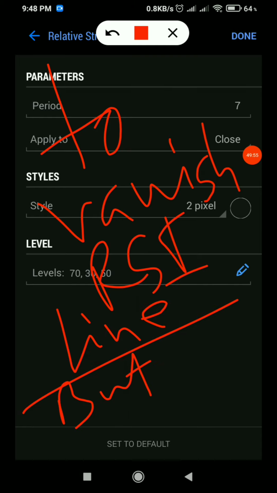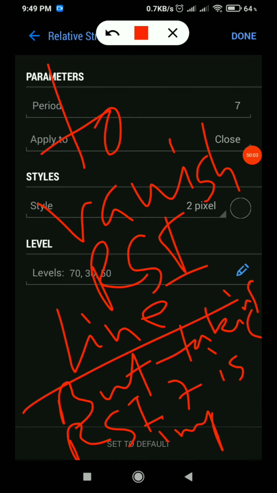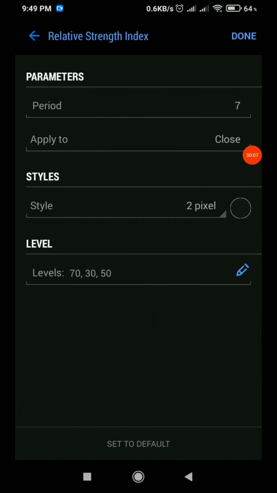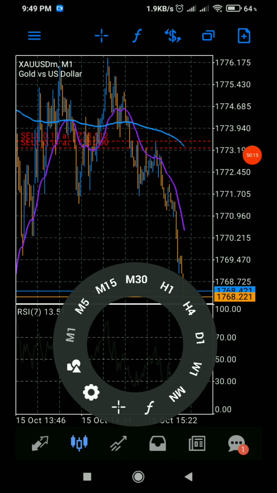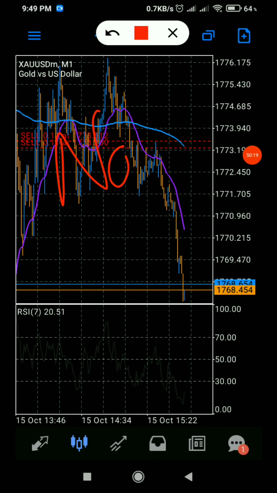But taking RSI 7 is very important, so don't miss it. So that's it, the second window RSI taken place.